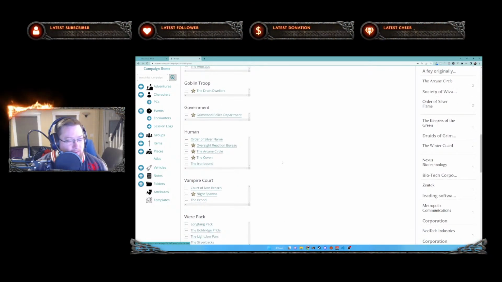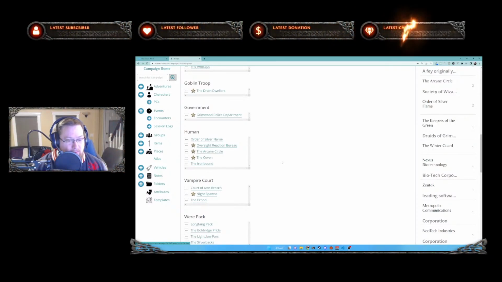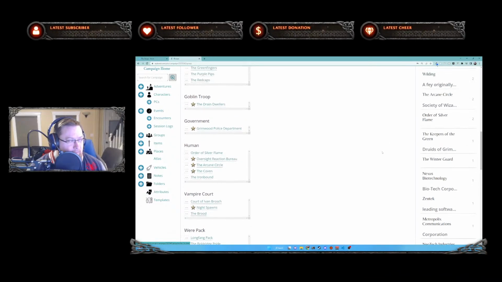And then you have your Order of the Silver Flame, which is like your clerics and your paladin type Ironbound people who know that the world exists and decided that they wanted to fight these monsters through mystical means using their god of the Silver Flame.